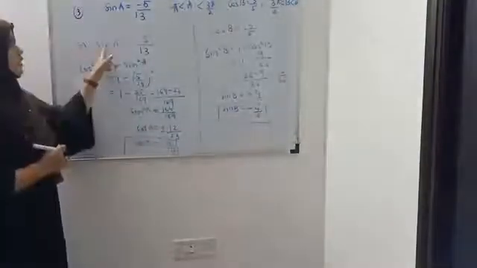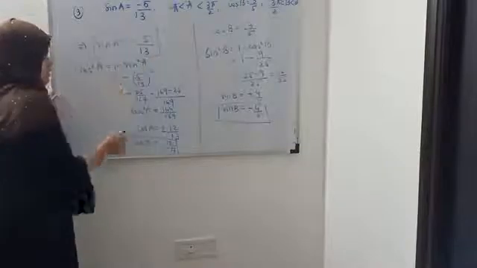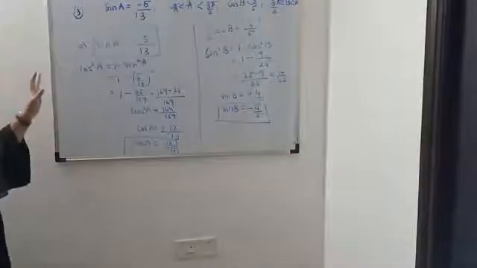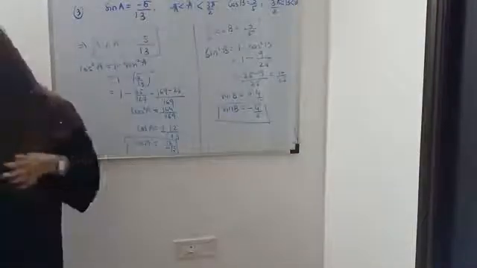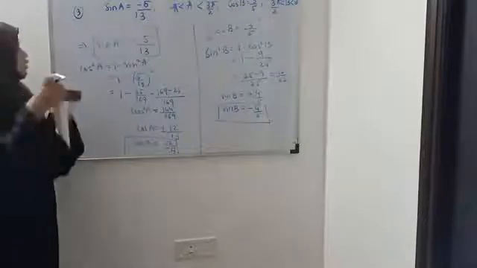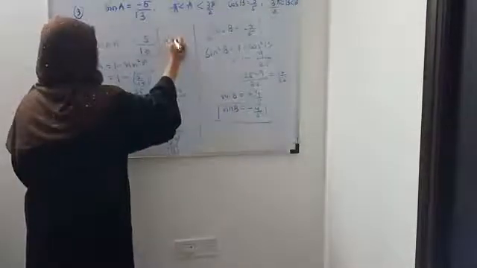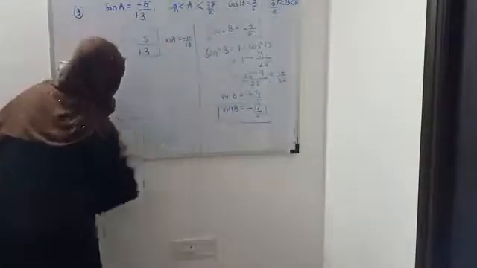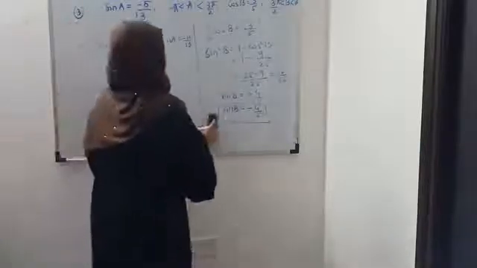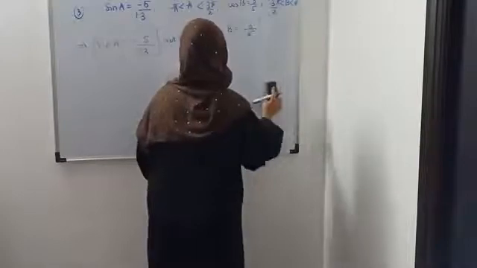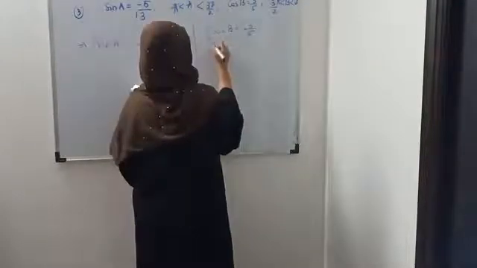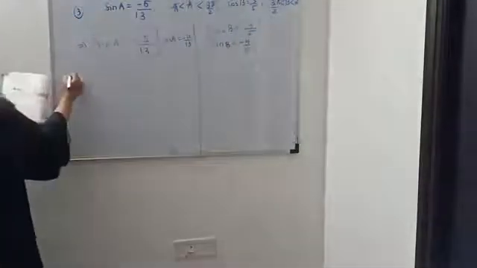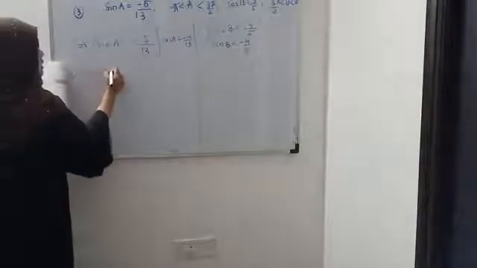So we have all the values: sin A, cos A, cos B, and sin B. Now we will substitute all these values to find out the unknown terms. So I am writing the value of cos A over here, minus 12 upon 13. And sin B is equal to minus 4 upon 5. So the first unknown term is sin (A plus B).